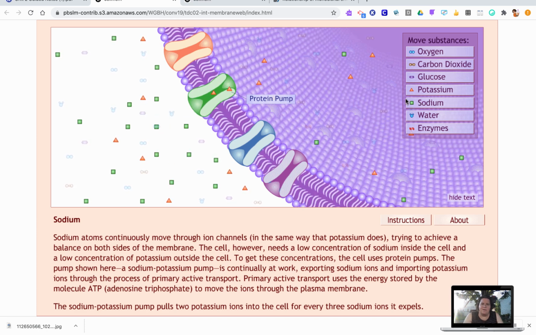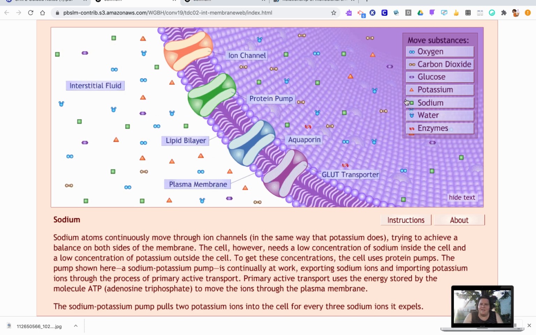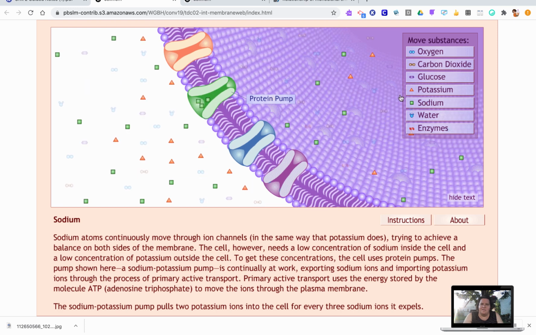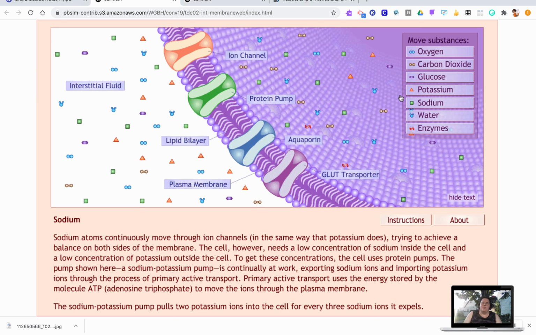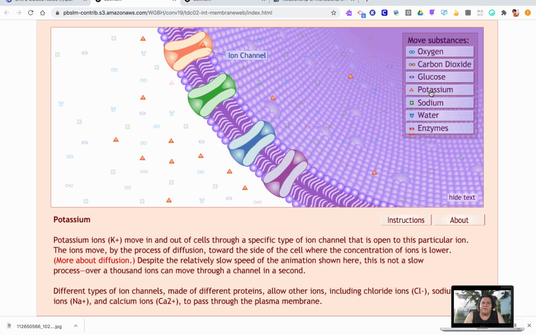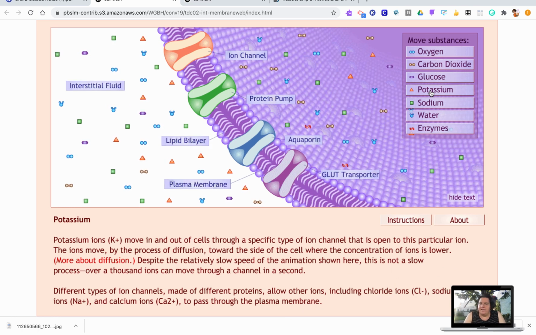Oh, look at that one. 3 sodium out, 2 potassium in. What they're not showing you is that it's going to require ATP. So that pump is going to be active transport. It's going to require ATP. Whereas the ion channel for this potassium was high to low, didn't require ATP. It's not a pump.